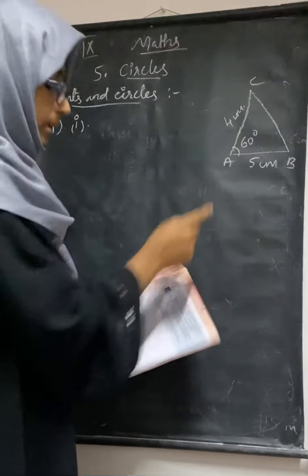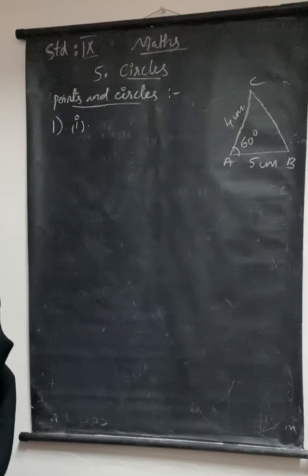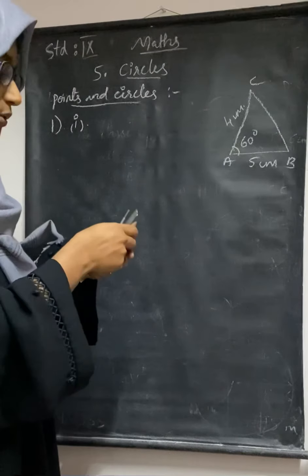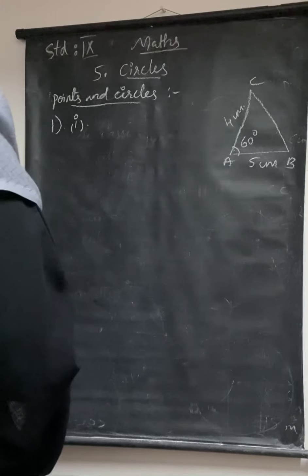After drawing the triangle, you have to draw the circumcircle. For that you need to take a compass, scale, protractor, everything. You need to draw with the compass only. That's important. It is a very, very important problem.